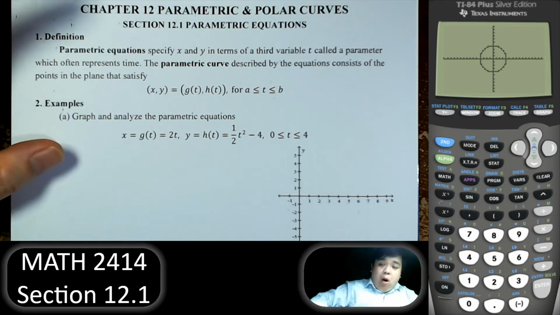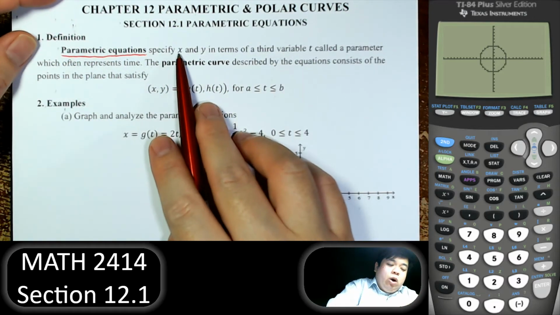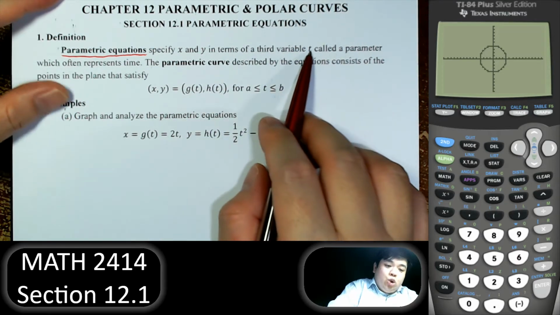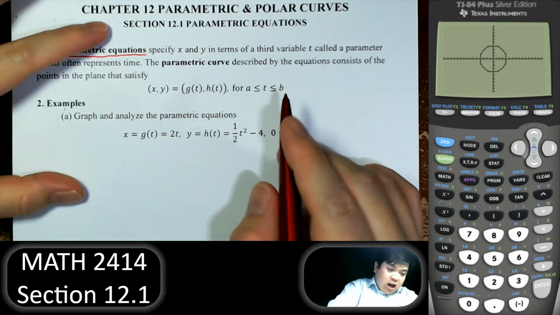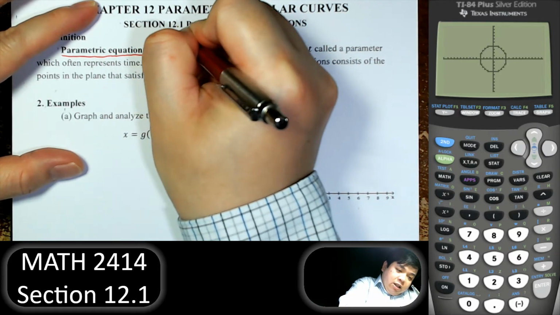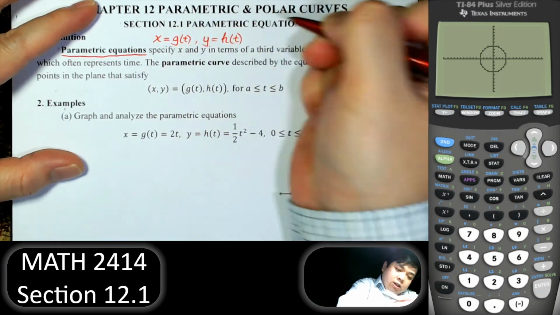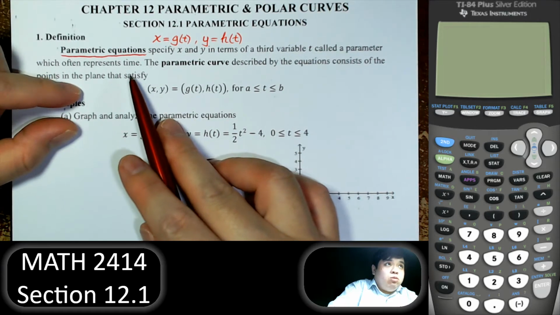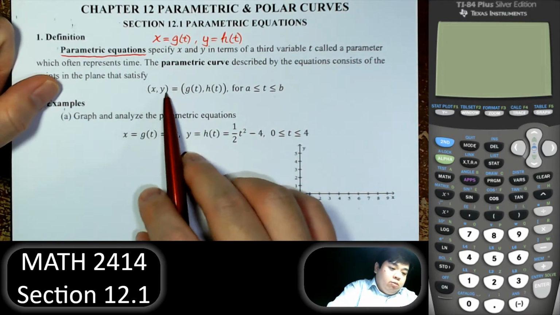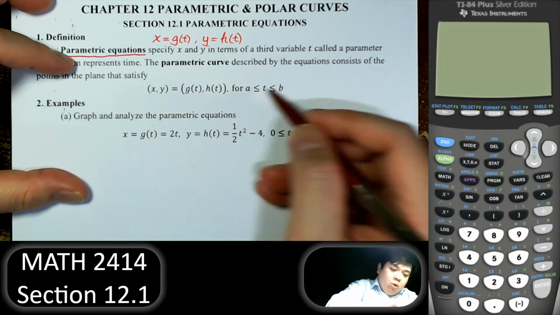But first, parametric equation. Say we have a parametric equation of x and y in terms of t, where t usually represents time. So we can say x is a function of t and y is a function of t, and t is usually time. Then the parametric curve will be the set of all the (x, y) in this form, and that is called the parametric curve.